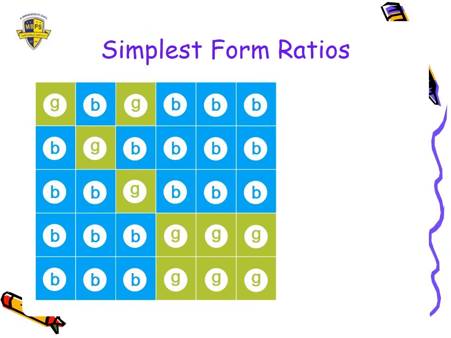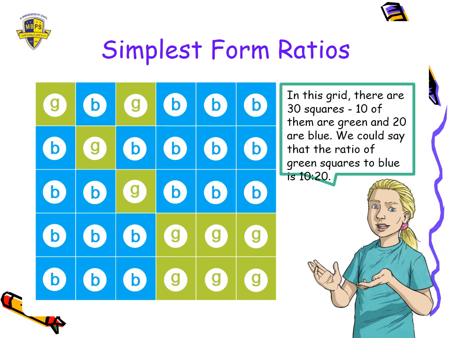Here we have another example. Can you tell me how many green squares we have? Good, we have 10 green squares. And how many blue? Count it fast. Excellent, there are 20. So the ratio here is 10 to 20.